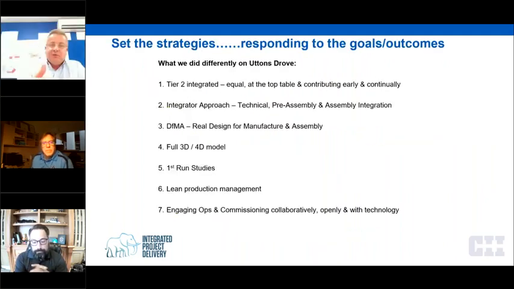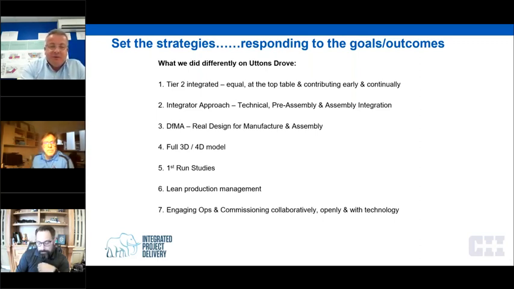And then once we understood the outcomes the client wanted, and understood in detail what they were trying to do, we were able to respond with the team to put together our own strategies for how we're going to deliver that. I'm going to talk through each one of these quickly. I've got a slide on each one just to spend 10-15 seconds on. Thanks, Fernando.